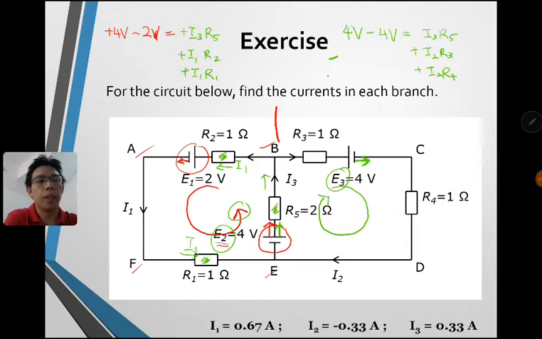So this is the answer there. When you see negative, it means that the current is actually opposite to what we assumed. I2 actually is supposed to be flowing in the opposite direction.